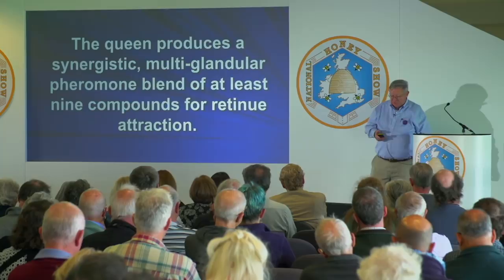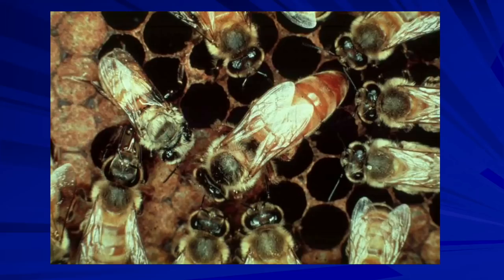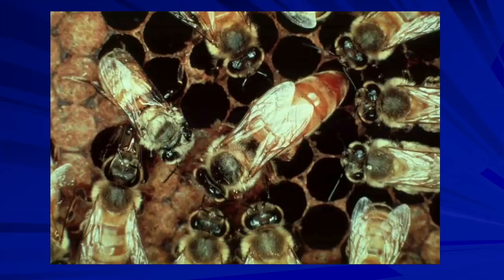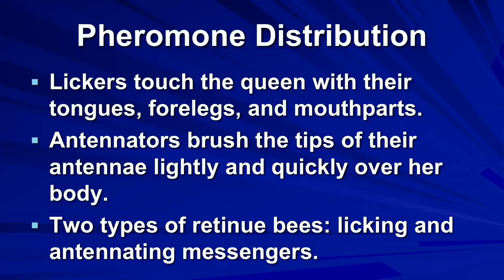This shows a queen surrounded by these workers. We call it the retinue or her court, and they're responsible for feeding her, grooming her, removing her waste, but more importantly, they're responsible for licking pheromone from her body and passing it through the population of bees. We have 2 types of behaviors associated with the bees that make up the retinue that surround her. We have what we call lickers, and we also have antennators. In other words, they are touching her with their antenna.